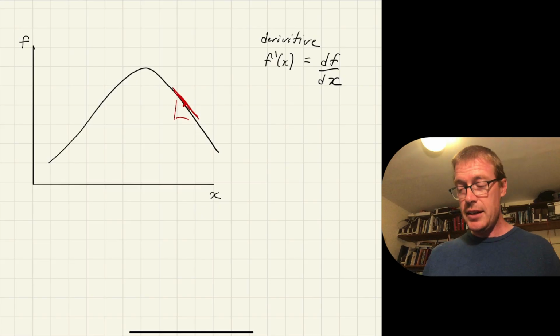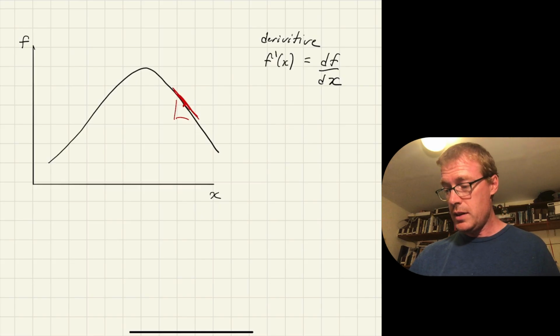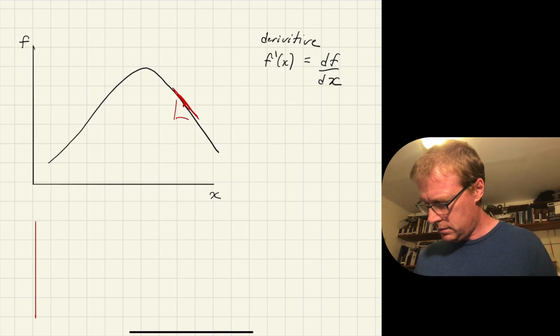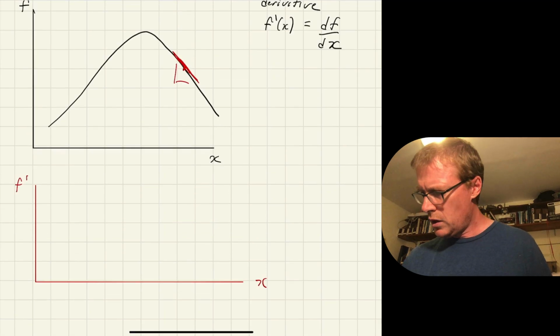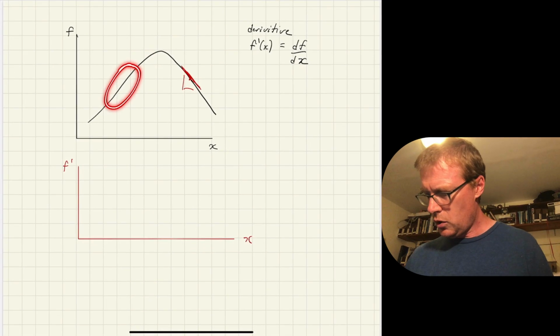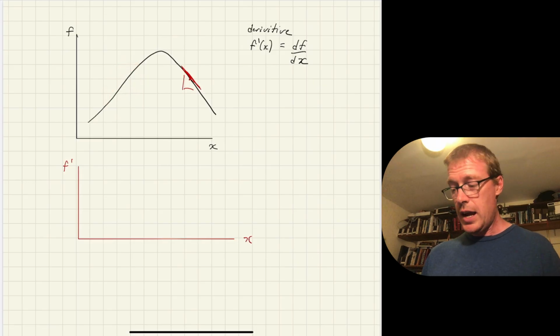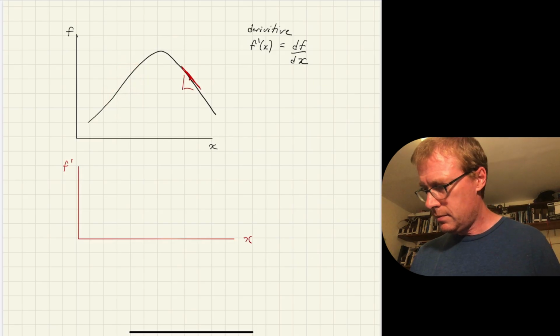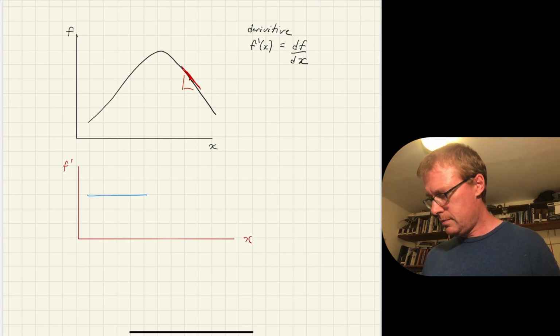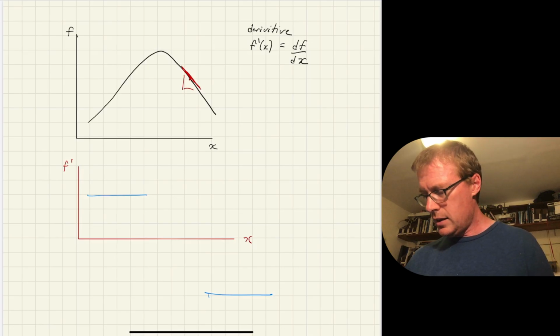A key skill we need in this course is taking a graph of f versus x and finding the graph of the derivative. Over here, this function has a positive slope. Over here, this function has a negative slope. So the derivative of this function has to look vaguely like this.